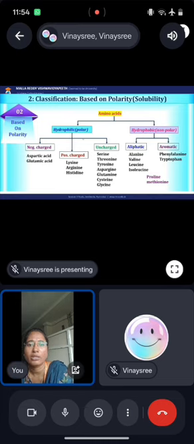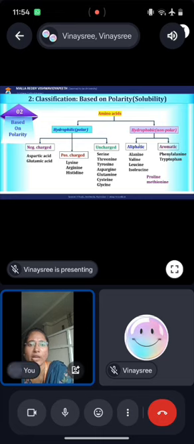That is the hydrophilic. Under the hydrophilic amino acids, three types are there: negative charge, positive charge, and uncharged. Coming to the first one, the negative charge, there are two examples: aspartic acid and glutamic acid. And the positive charge, lysine, arginine, and histidine. Whereas coming to uncharged, without any charge, that is serine, threonine, tyrosine, asparagine, glutamine, cysteine, and glycine.